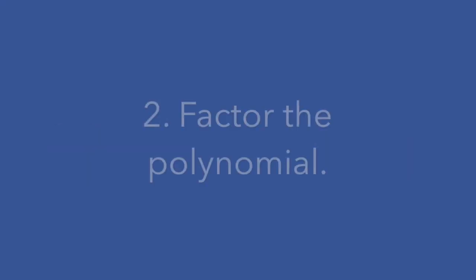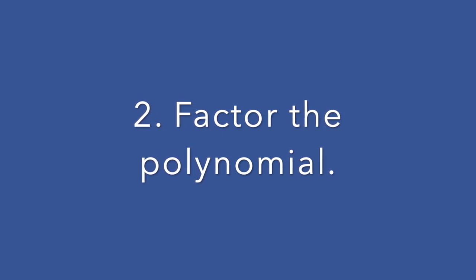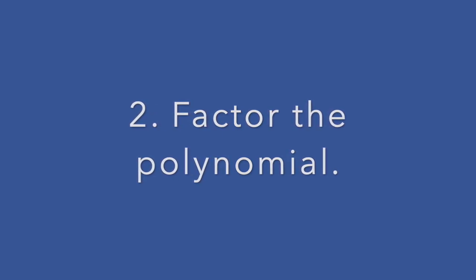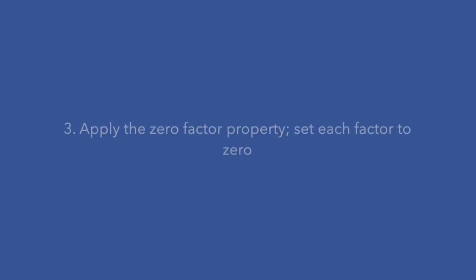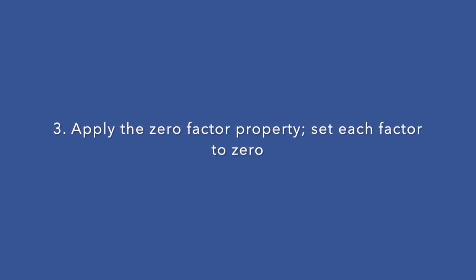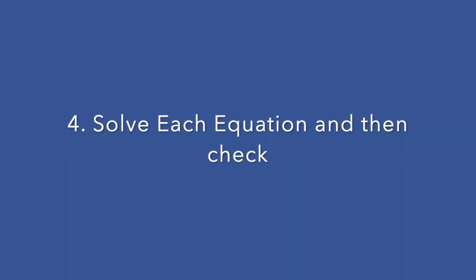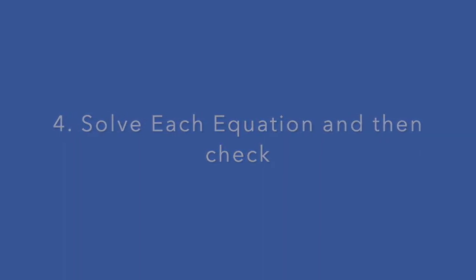Number 2, factor the polynomial. You're going to factor down like we've been doing, using all the rules and methods we know to factor. Number 3, apply the zero-factor property and set each factor equal to 0, and then solve each equation. And then you can check it.